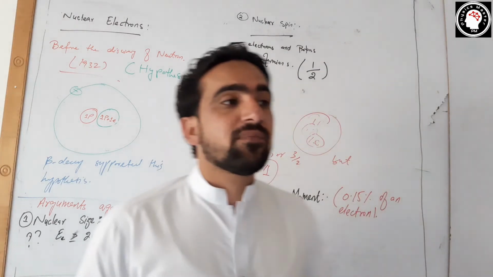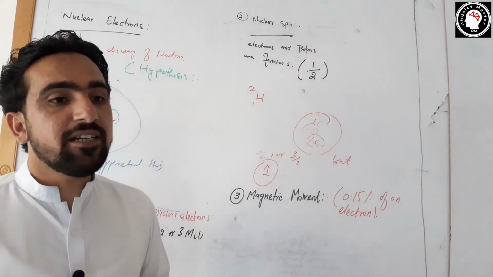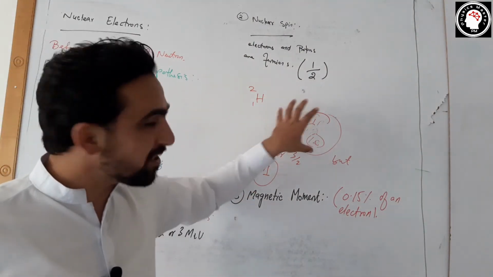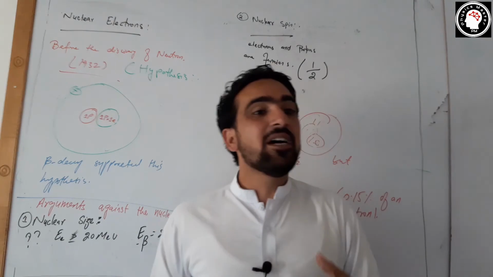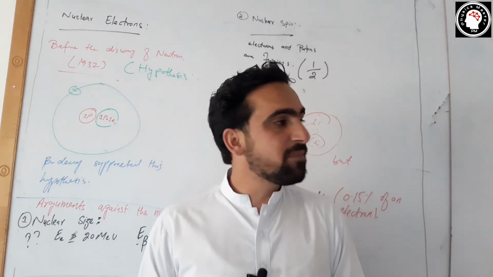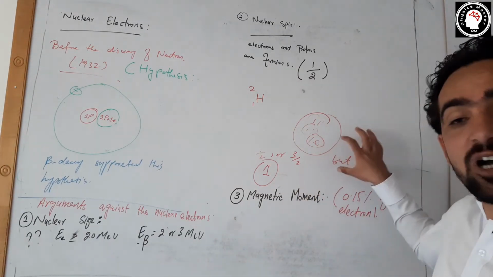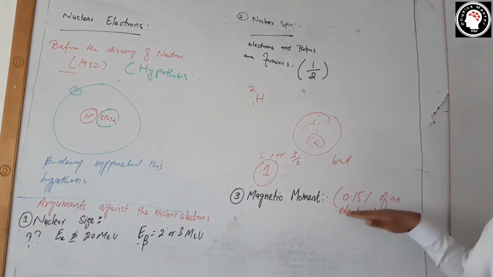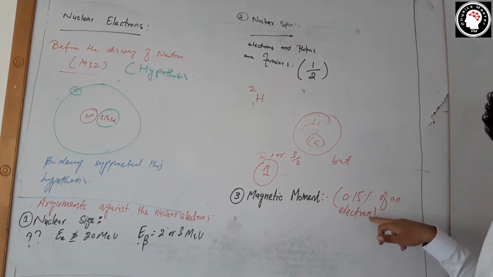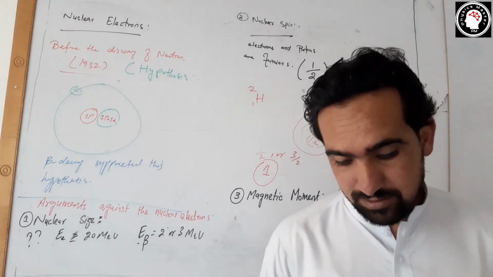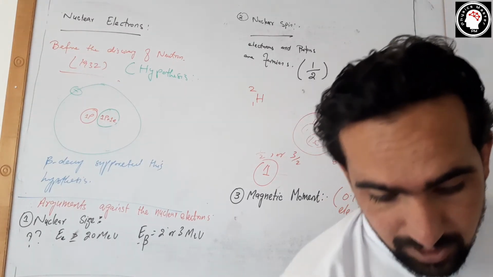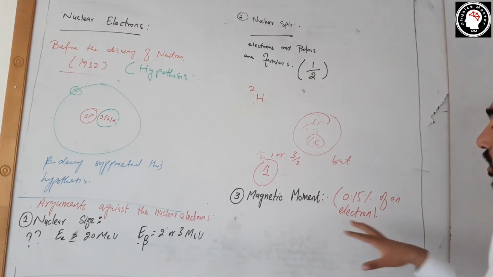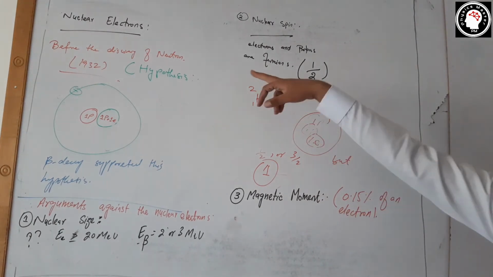So if the electrons existed inside the nucleus, then the magnetic moment of this nucleus must be comparable to the magnetic moment of electron, but it is not. It is of the order of the magnetic moment of proton and not that of electron. So this hypothesis again goes against nuclear electrons.